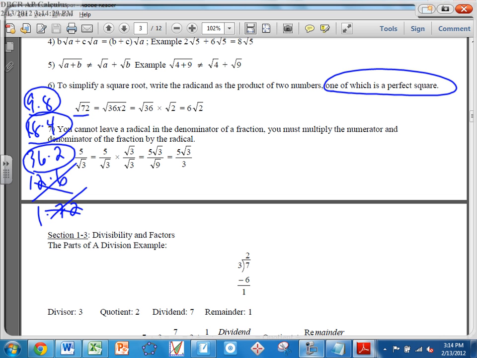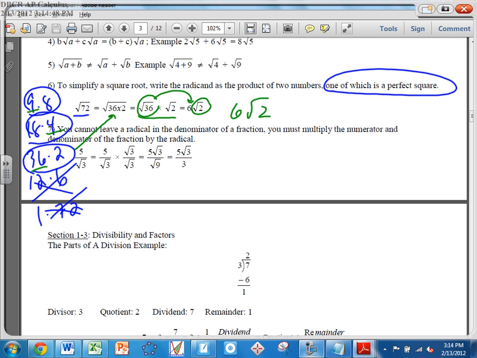But again, 36, the 4, the 9, those are all perfect squares. Which is the biggest? Yes, your answer is 36. You choose the largest. Square root of 36 times 2 is broken up. Make the root 36 a 6. Carry over the 2. So your answer is 6 root 2.